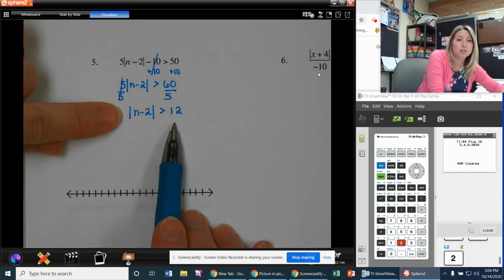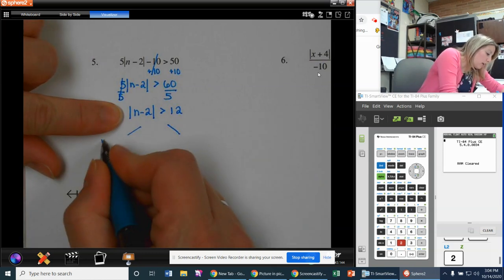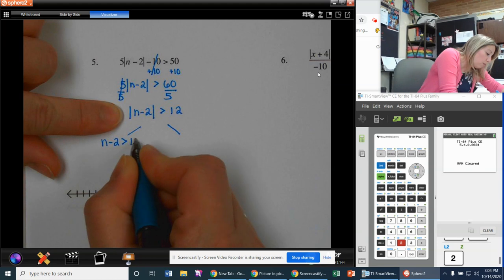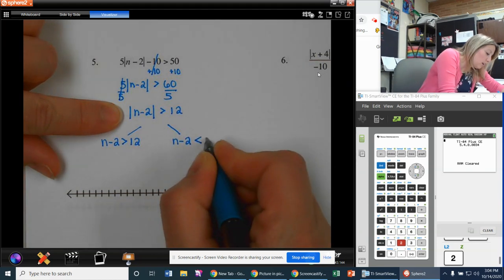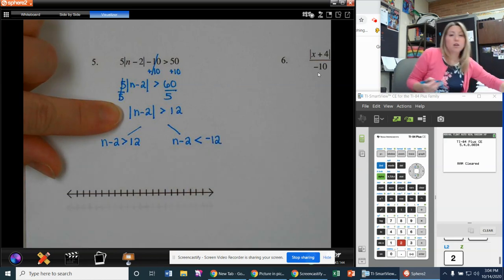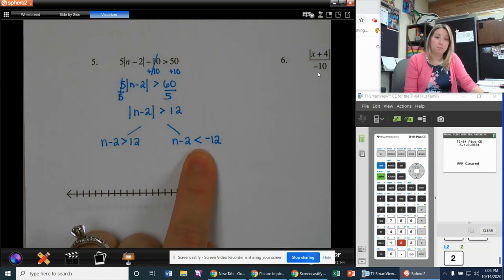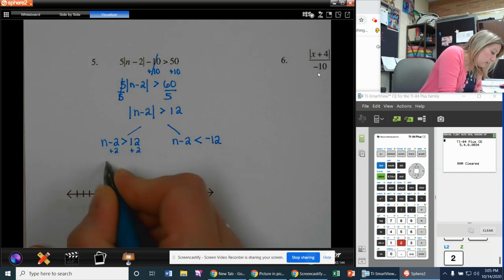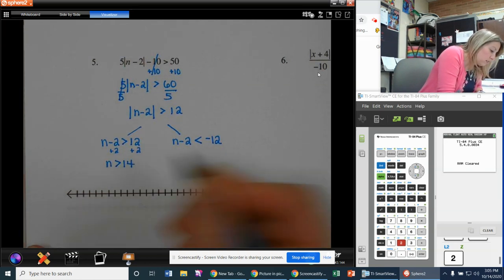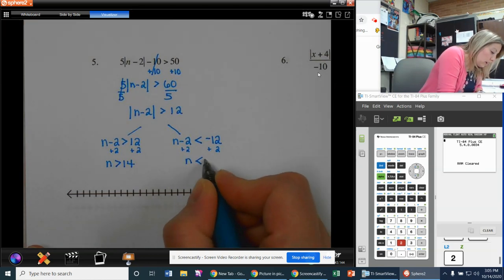Okay, we're good here. So let's do our two scenarios. Scenario number 1 is n minus 2 is greater than 12. And scenario number 2 is n minus 2 is less than negative 12. Because remember, you're negating the other side. And if you're multiplying the other side by negative, then your inequality needs to flip over. So now solve each side for n. You get n is greater than 14 over here. N is less than negative 10.